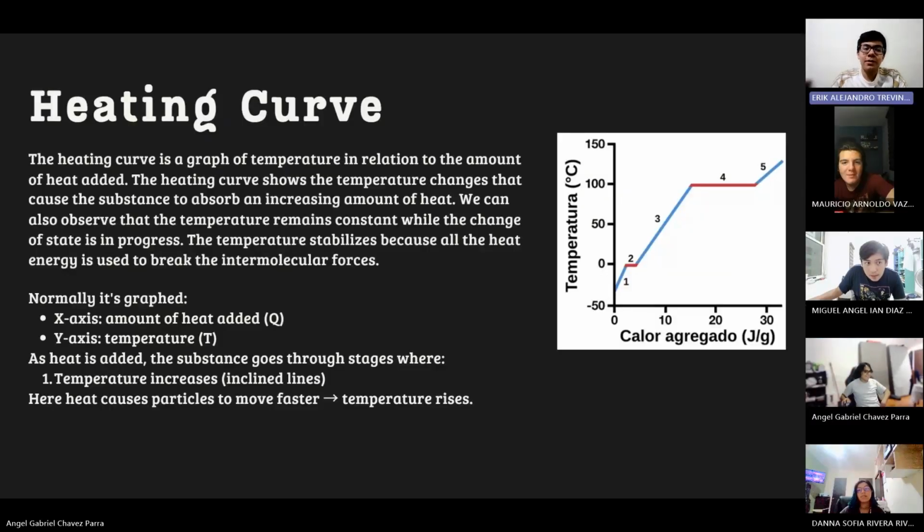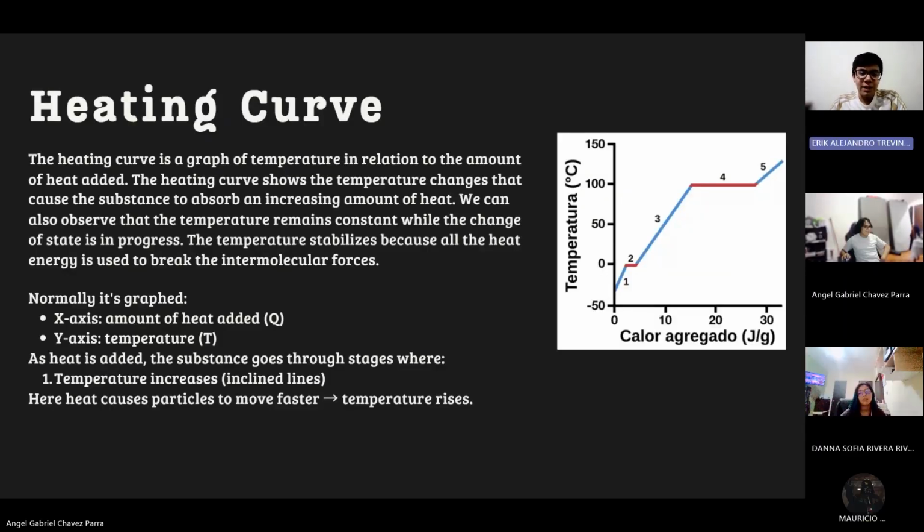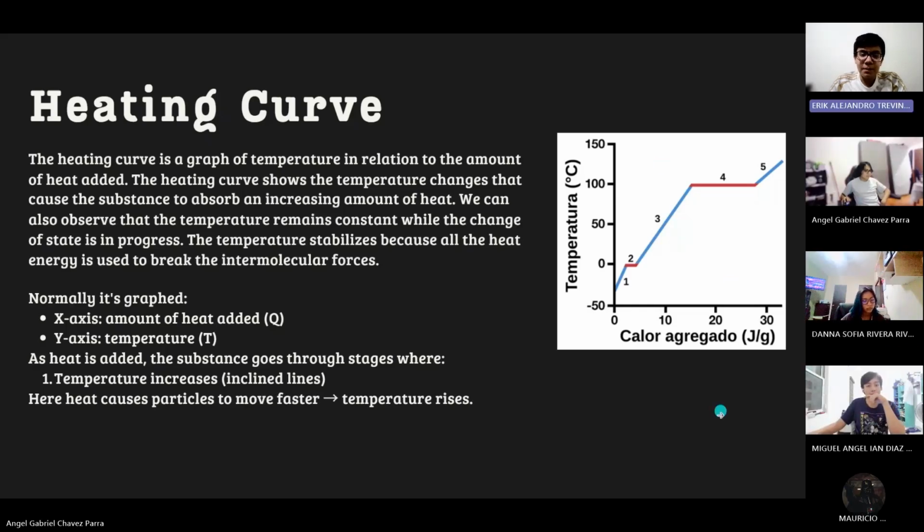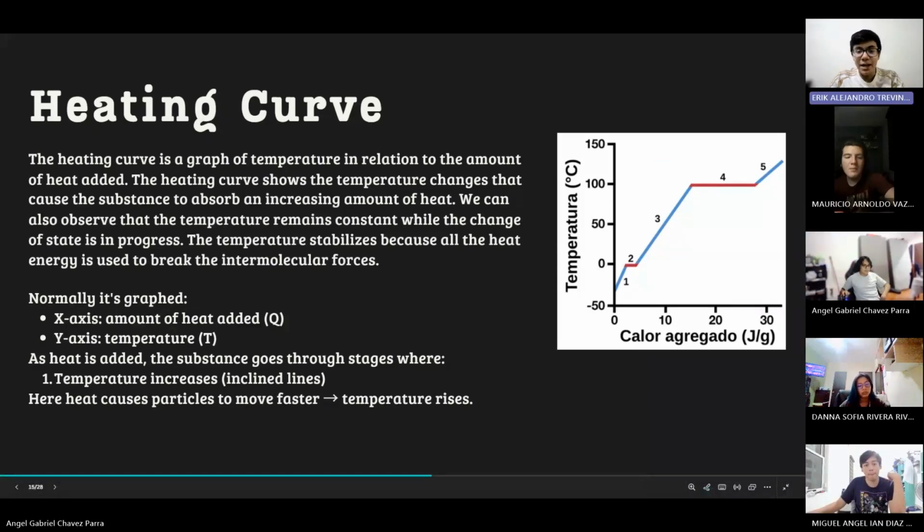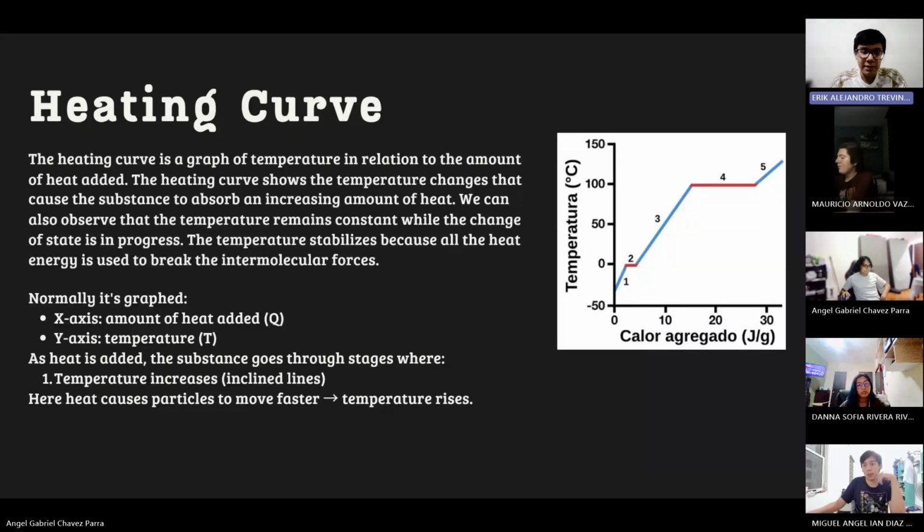Now, we are going to talk about the heating curve. The heating curve is a graph of temperature in relation to the amount of heat added. It shows the temperature change as the substance absorbs an increased amount of heat. We can also observe that the temperature remains constant while the change of state is in progress. The temperature stabilizes because all the heat energy is used to break the intermolecular forces.